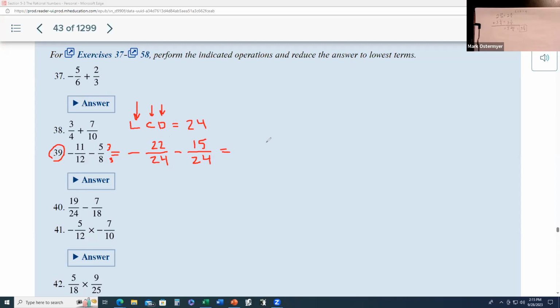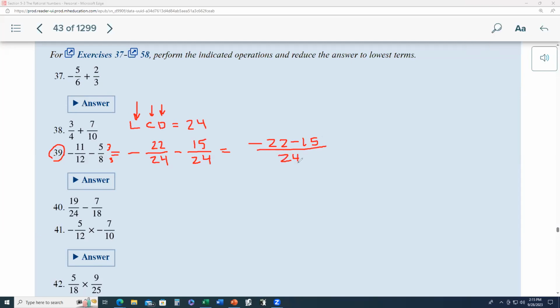Now remember I said it doesn't matter where you attach the negative signs? Remember I indicated that, ladies and gentlemen? I'm going to attach it to the numerator. So I got negative 22 minus 15. And that's all going to sit over what? What do you think I'm going to put that over? 24, the common denominator. What's negative 22 minus 15? Well, that's negative 22 plus a negative 15. A negative plus a negative is a negative, and we add. So that's going to be negative what? 37, yeah. Over what? 24. Can I reduce this?